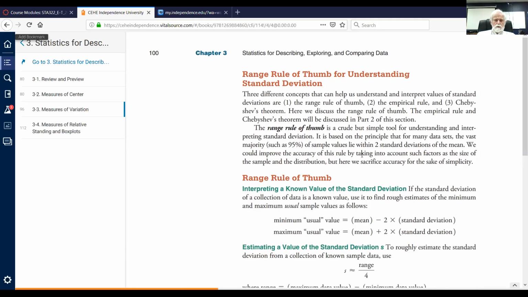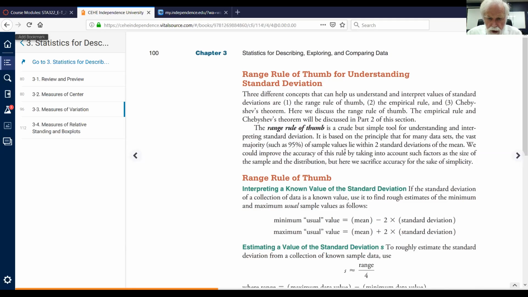What we find is, we'll get to a little bit more about this later. I mentioned that 67% of data sets fall within plus and minus 1 standard deviation. Turns out that about 95% fall within 2 standard deviations of the mean.